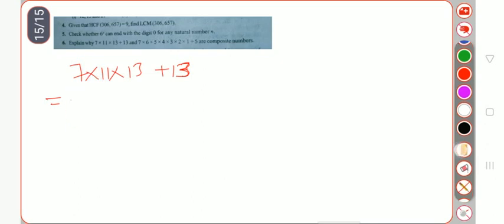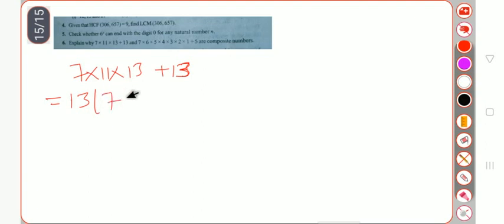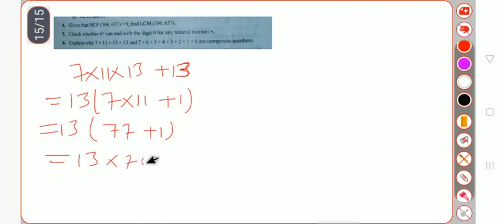So take 13 as common. So 7 into 11 is left here plus 1 will be here. Now 7 into 11 will be 77 plus 1, so it will be 13 into 78. Now it looks like only 2 factors, but we can also write it as 13 into 78 into 1.